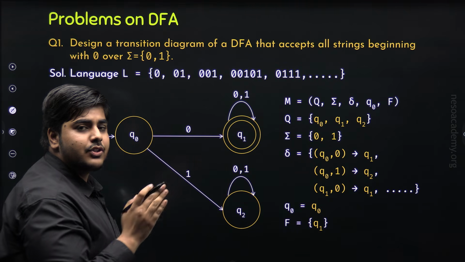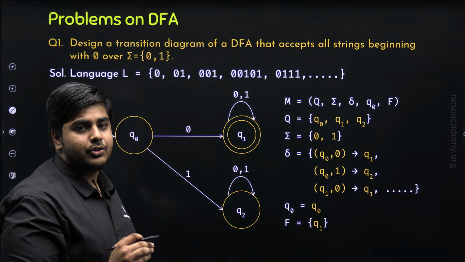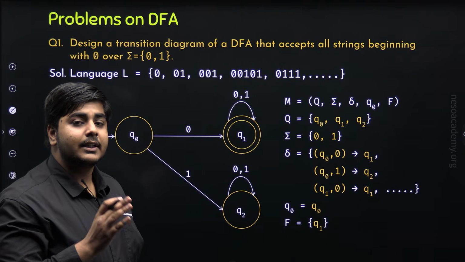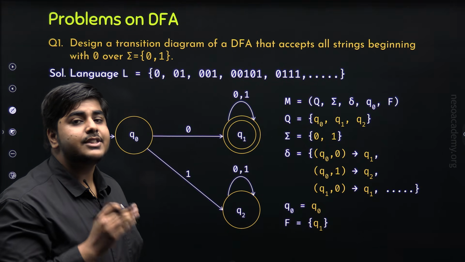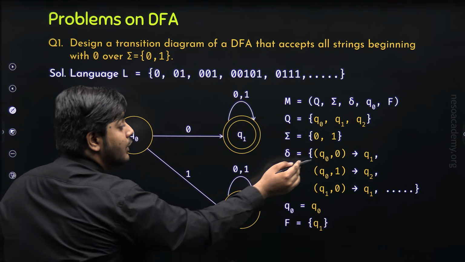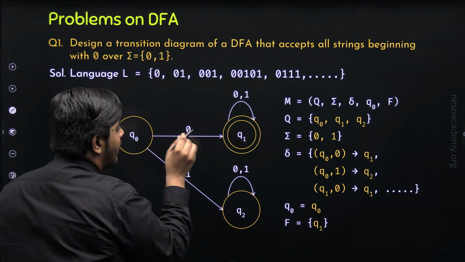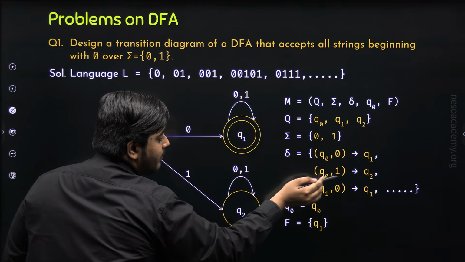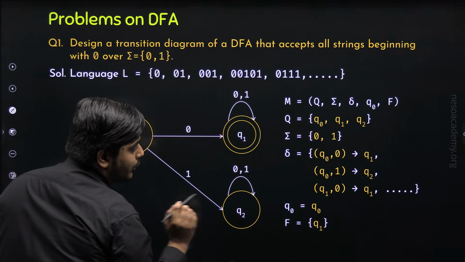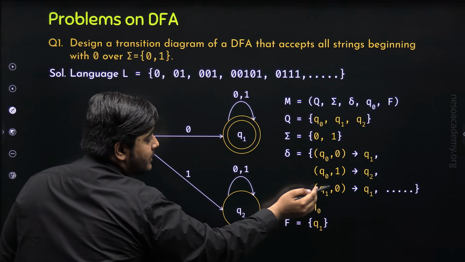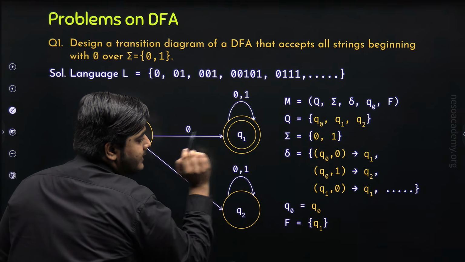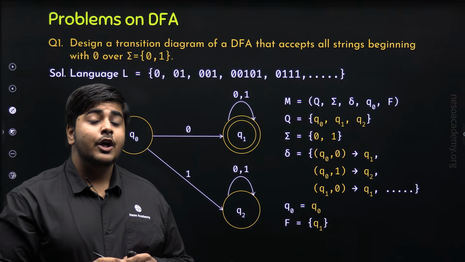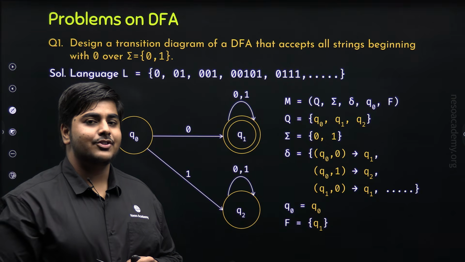Now delta is the transition function, which is the collection of transition rules. In this DFA, we have 3 states and 2 input symbols. That is why we will have a total of 6 transitions. So Q0, on getting input symbol 0, the next state is Q1. Similarly, Q0, on getting input symbol 1, the next state will be Q2. Q1, on getting input symbol 0, the next state is Q1 itself. So in this way, I have written only 3 transitions, and I want you all to write the remaining 3 transitions in the comment section.